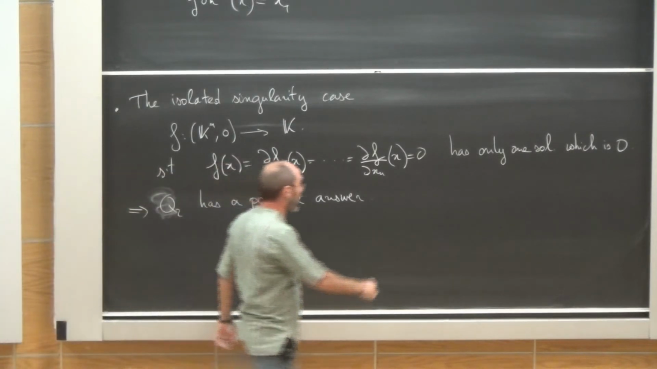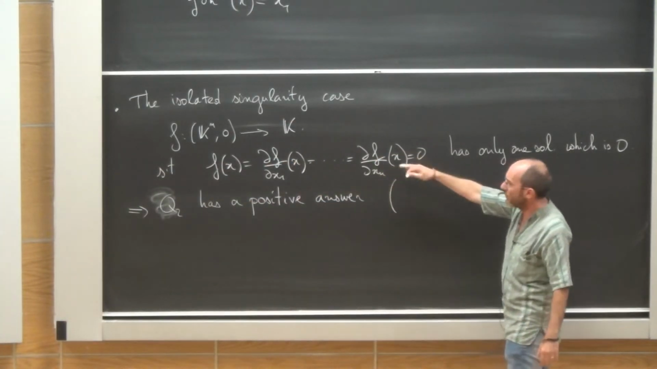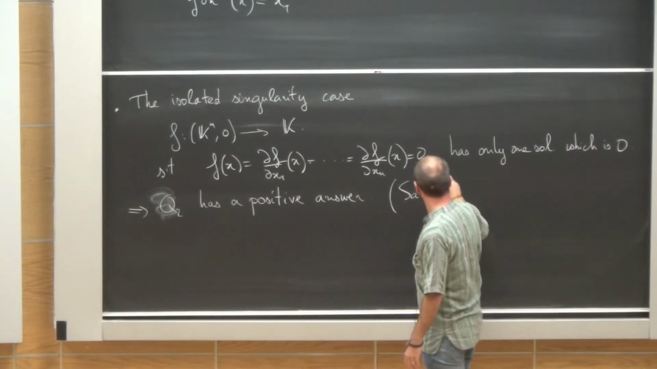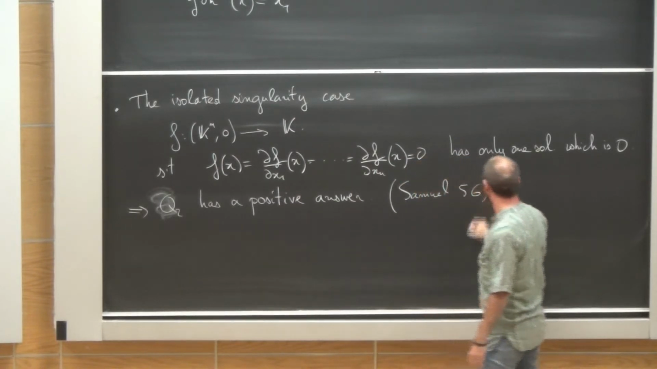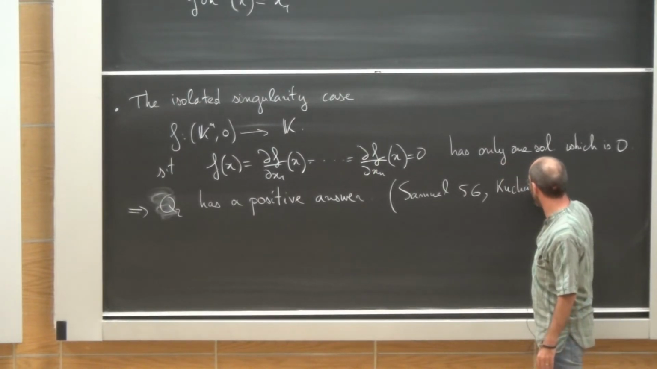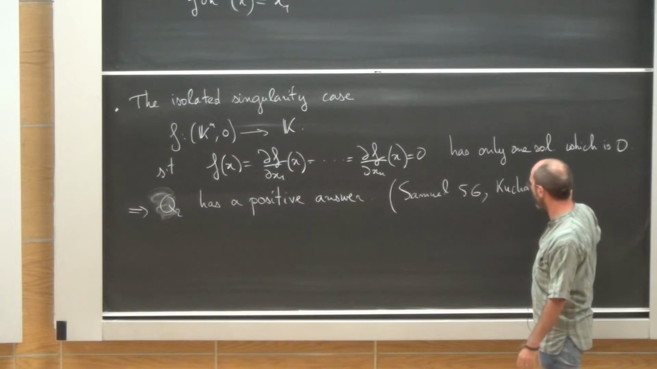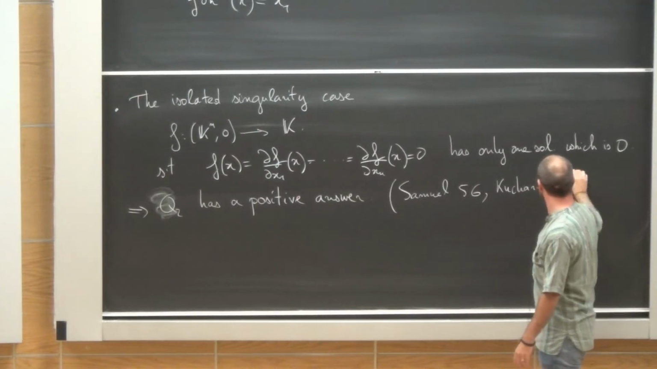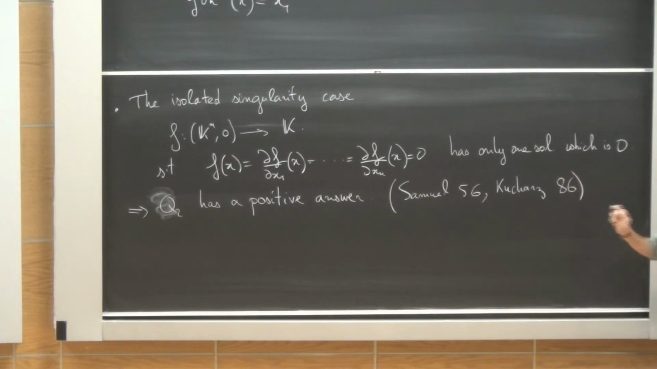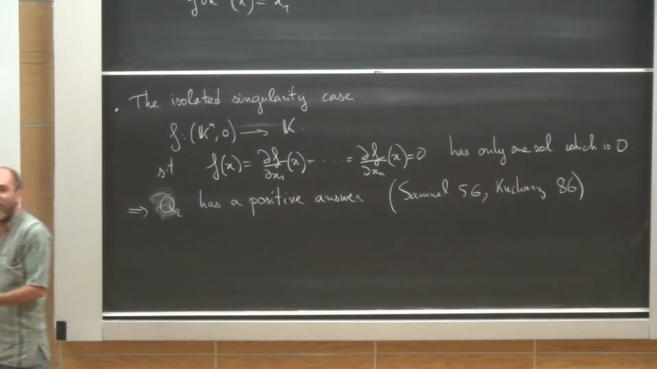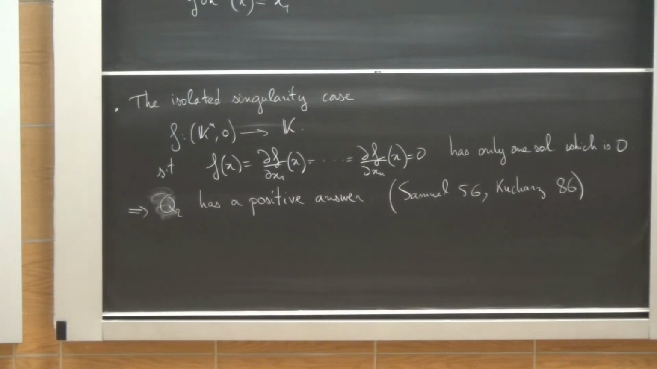In fact, the first partial result, which was not that general, is due to Samuel in 1966. And the general case has been done by Kuchar, in the mid-80s. So it took 30 years to prove this. And the proof is very easy in some sense. It's just a very clever use of the implicit function theorem, but it's a bit tricky.